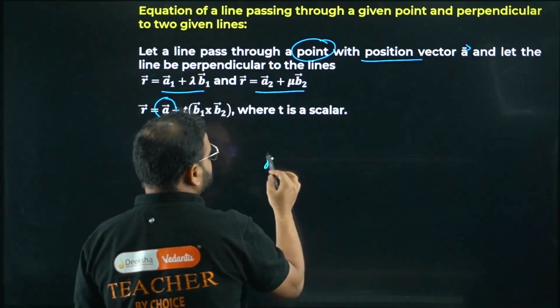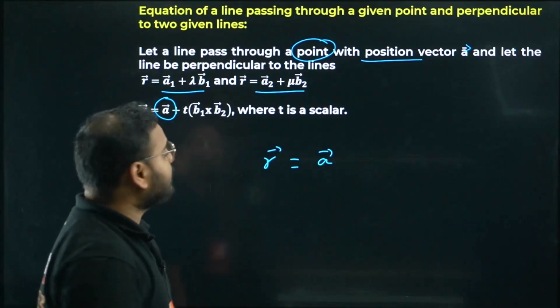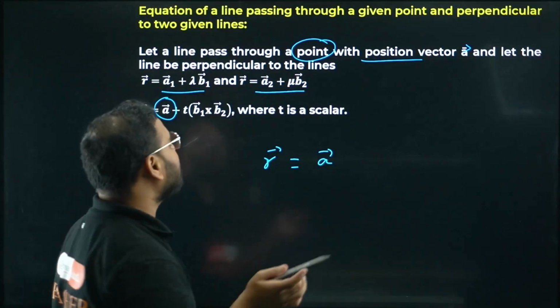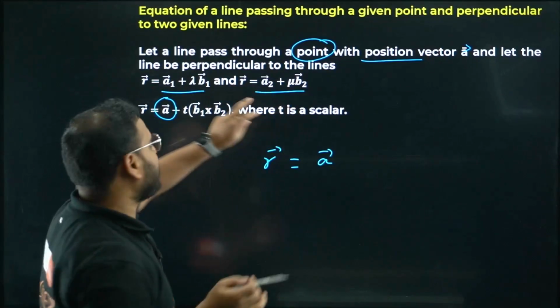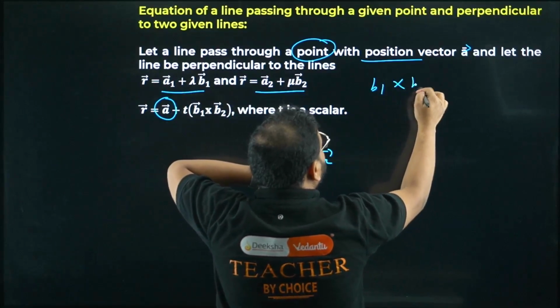That part is clear. So one thing is for sure, we know the point, but we don't know the direction. They're saying it is perpendicular to both of them, perpendicular to this and this. What are you going to do then? Simply take B1 cross B2.